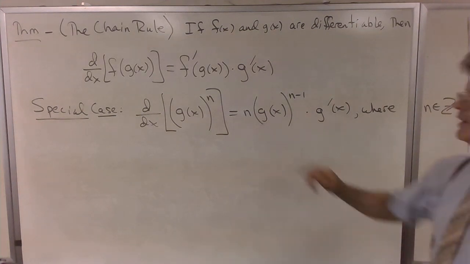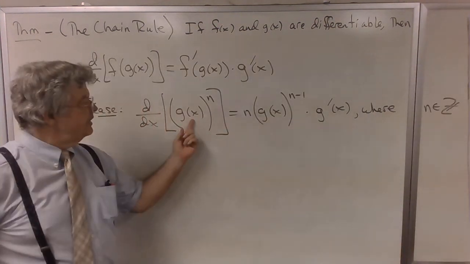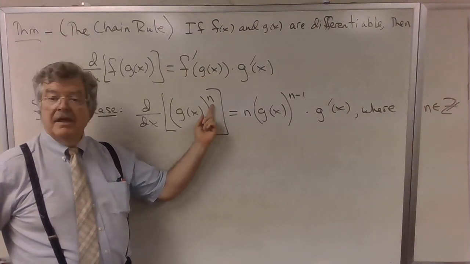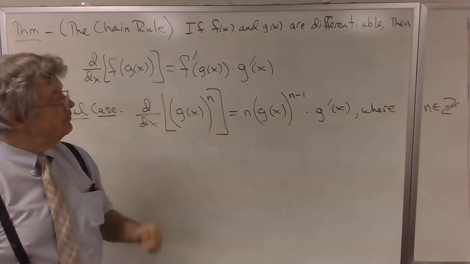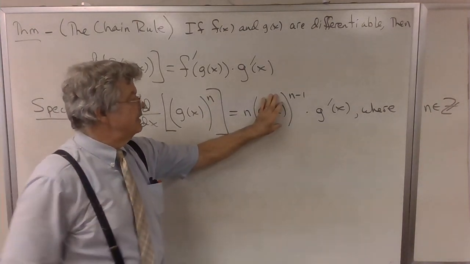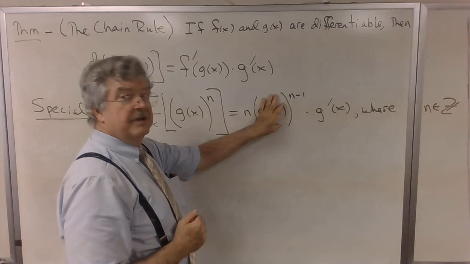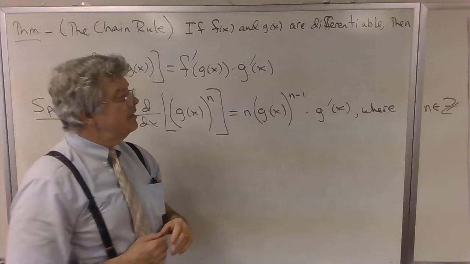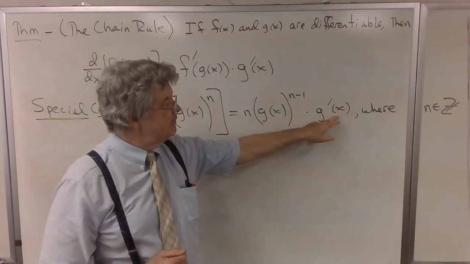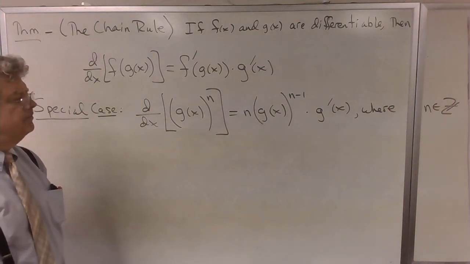So the exponent n is any integer. We have g of x being the inner function and the raising of something to the power n being the outer function. So we have the derivative of the outer function, n times something to the n minus 1. That's the derivative of the outer function, evaluated at the inner function, times derivative of the inner function.